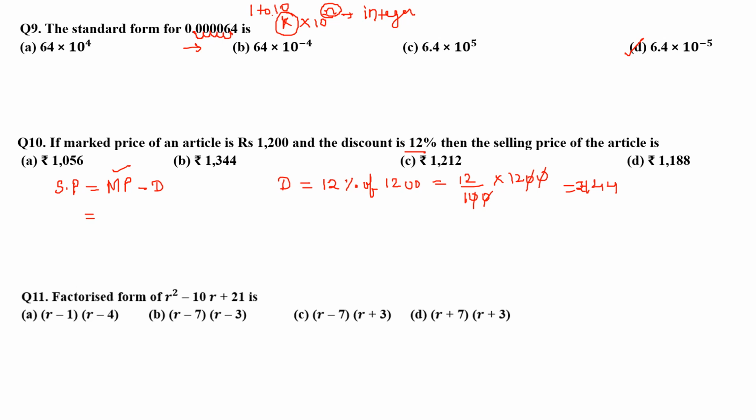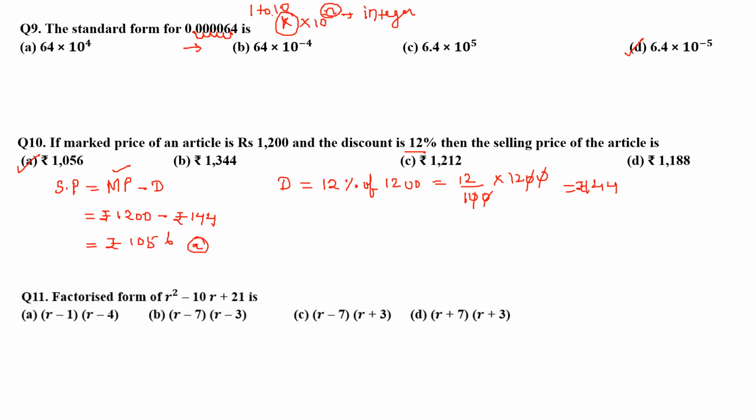You are getting some offer on the article. So you have to pay less. So selling price will be less than the mark price. So here the selling price will be 1200 minus 144 rupees. And if you solve it, you are going to get your answer as 1056. So the correct option is option A. Option A is the correct answer.